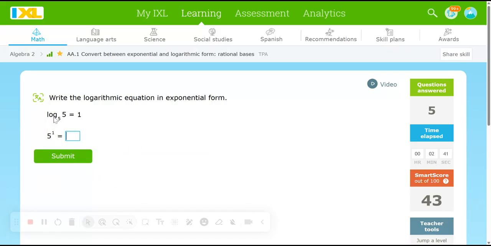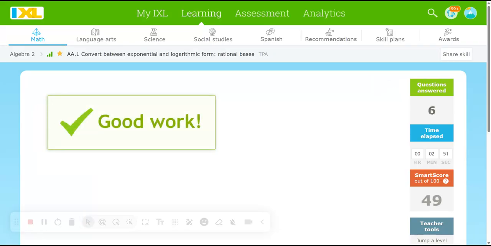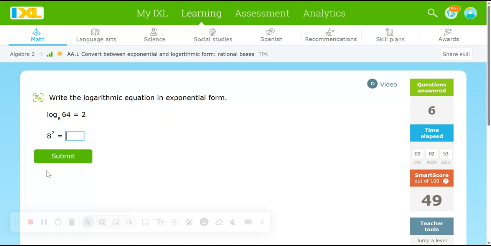Now, from log into exponential form, it's clearly number 5, since 5 to the power 1 is number 5. Next one over here, a square 64, clearly. You guys, from exponential to the log is harder than the log to exponential, because a square is clearly 64. Here we go. Next one.